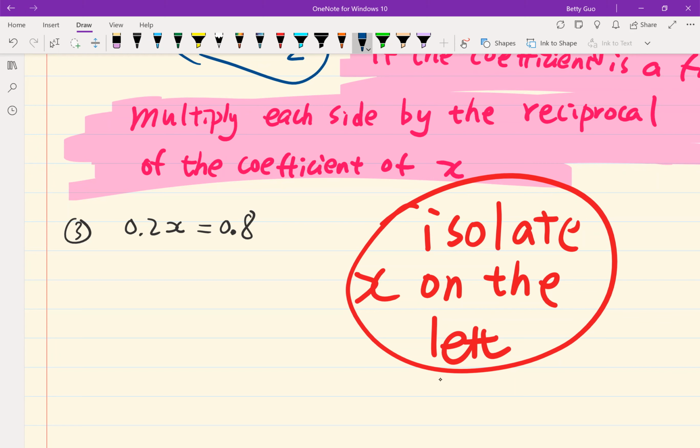We're going to add, subtract, multiply, or divide? Divide, awesome. We're going to divide both sides by the coefficient itself, right? And they cancel. I mean, 1 over 1. 0.2 over 0.2 is 1. We have an x isolated on the left. What is 0.8 over 0.2?